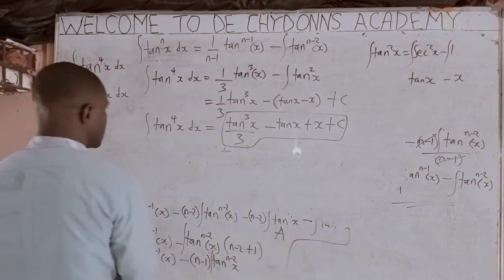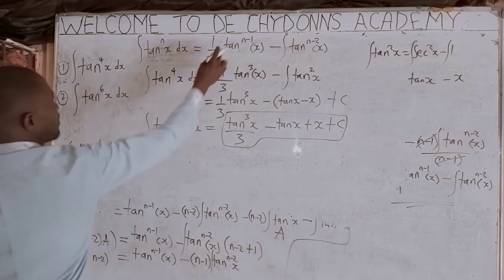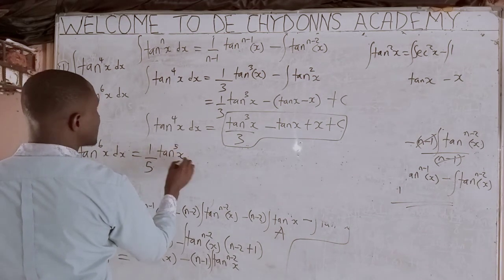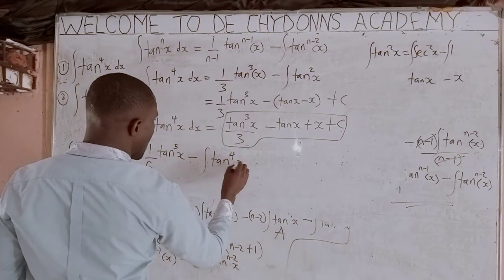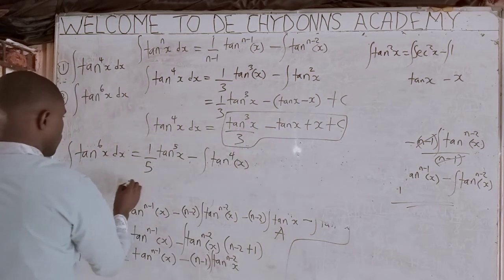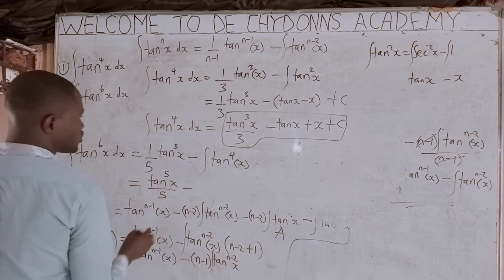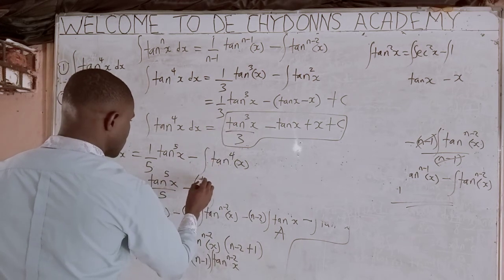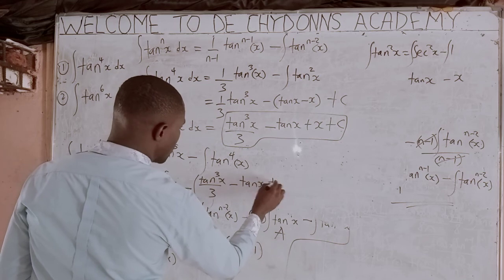The second question says, integrate tan raised to the power of 6 x dx. The formula says 1 over 6 minus 1, 5, tan raised to the power of 5 x minus the integration of tan^(6-2), 4 x. Okay? What is the integration of tan raised to the power of 4 x? We have gotten it here. We now say this times 1, tan raised to the power of 5 x over 5 minus, we package this bracket, tan raised to the power of 3 x over 3 minus tan x plus x.